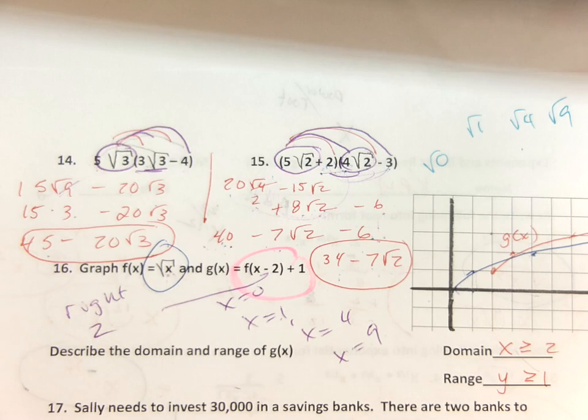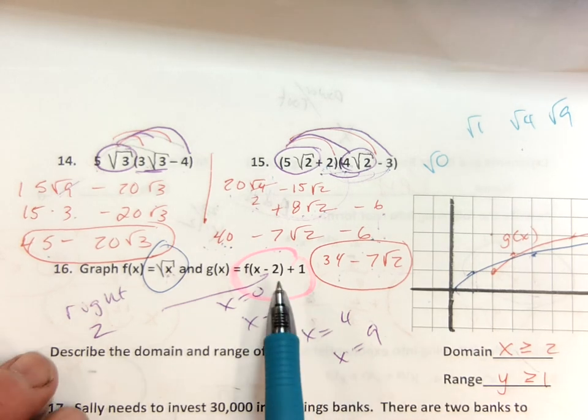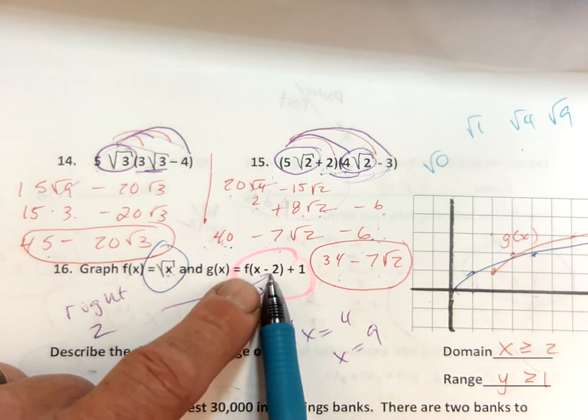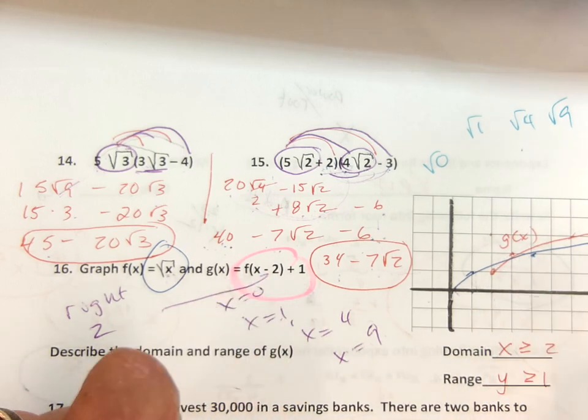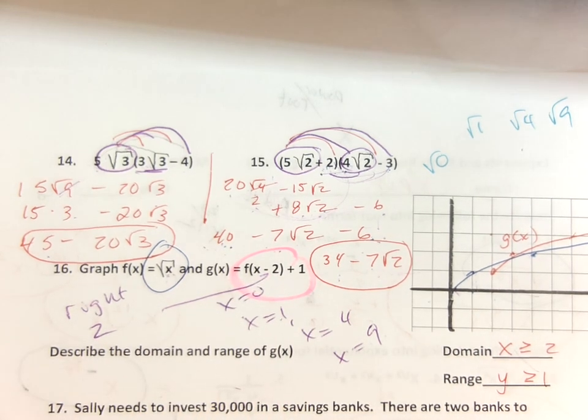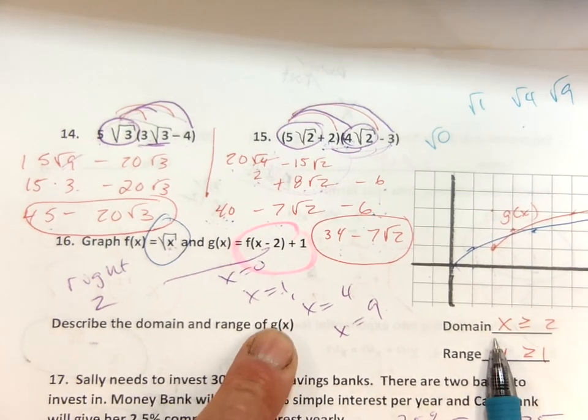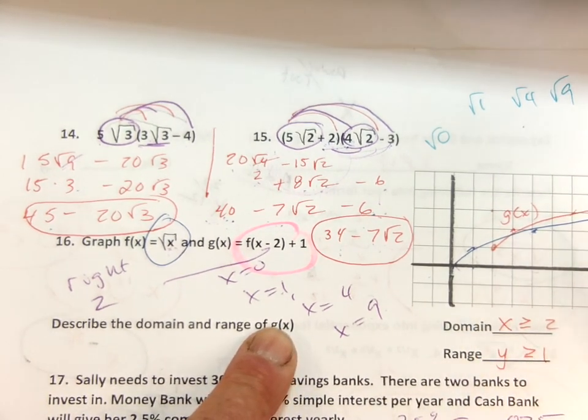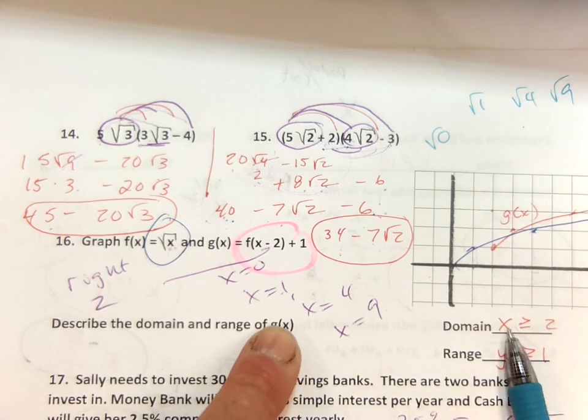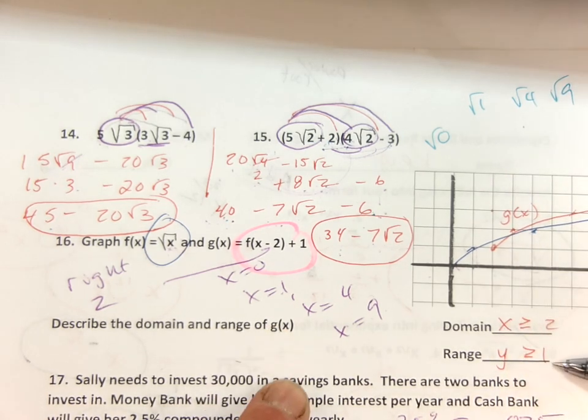Now we're just going to take our parent function and move it to the right. Remember, opposite: to the right 2 and up 1. It's the exact same shape, so it's a translation. The domain changes though, doesn't it, for g of x? The domain changes because now x is greater than 2, my bad, and y is greater than 1.